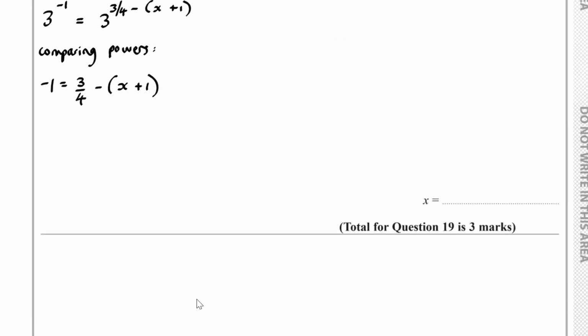And if I multiply this minus 1 into the bracket, we have minus 1 equals 3/4 minus x minus 1. And hopefully here you can see the minus 1s cancel on both sides. So we have here 0 equals 3/4 minus x. In other words, x is equal to 3/4.